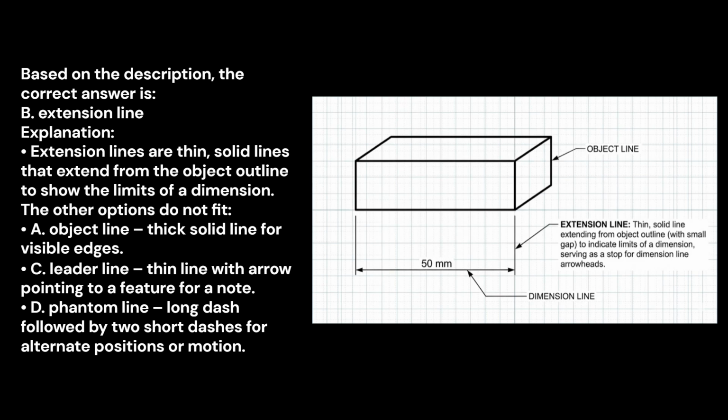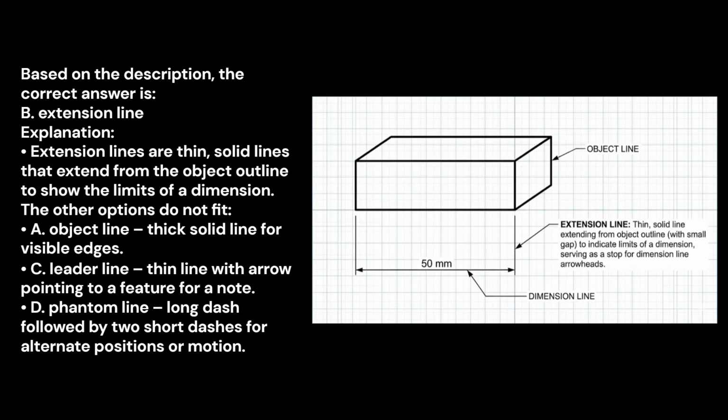Extension line. Explanation. Extension lines are thin, solid lines that extend from the object outline to show the limits of a dimension. They do not touch the object, a small gap is left, and act as a stopping point for the pointed ends, arrowheads, of the dimension lines. The other options do not fit.